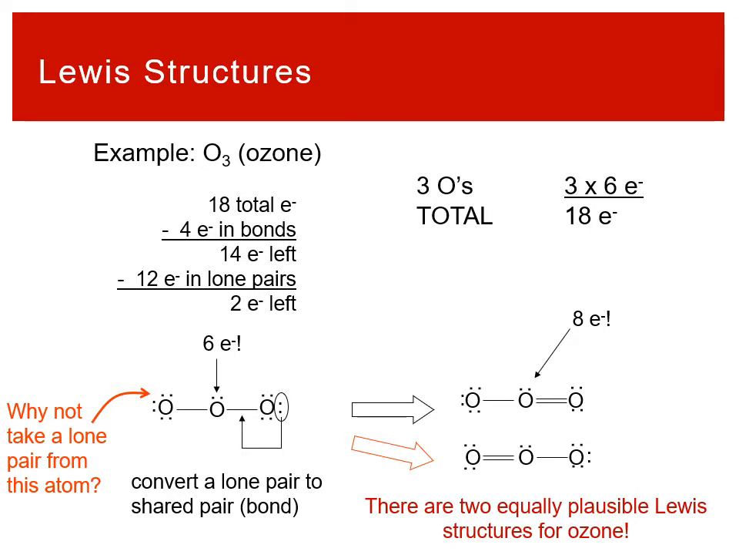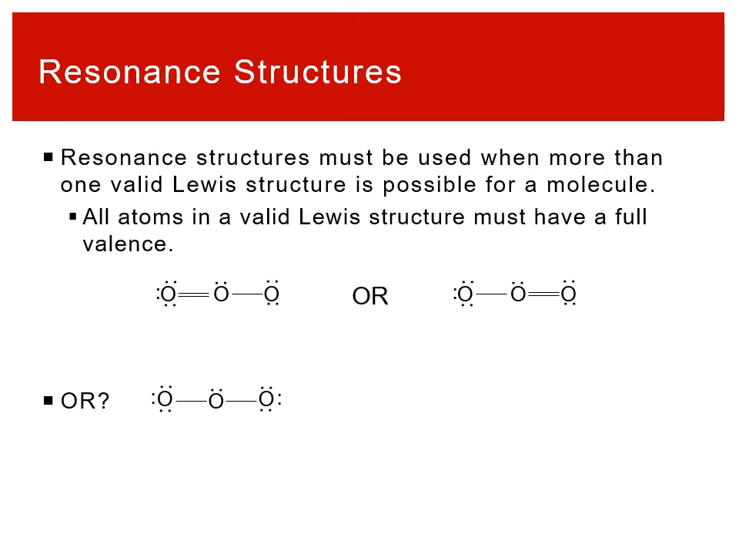There's nothing wrong with these. Either oxygen on the outside could be the double bond or the single bond. And so this is a phenomenon that's called resonance. Resonance structures imply that there is more than one valid Lewis structure. When I say valid, I mean it's a Lewis structure where every atom obeys the octet rule. I've followed all of my rules for coming up with the Lewis structure. It's not just a random structure.